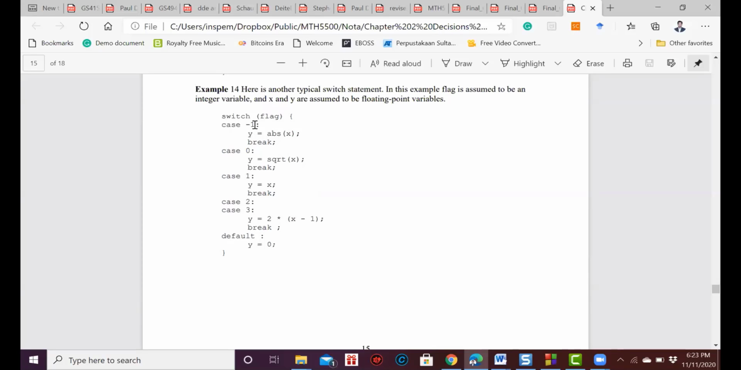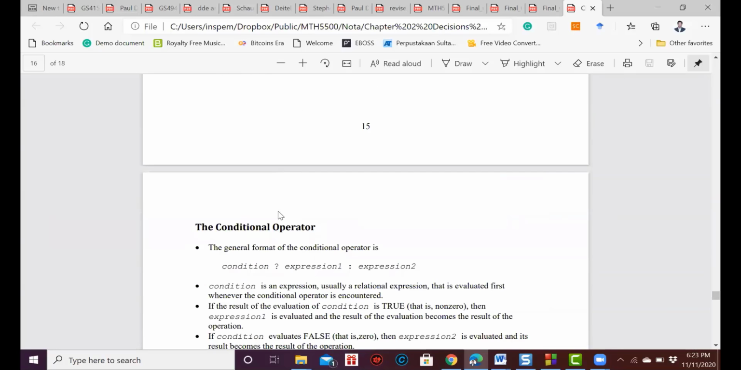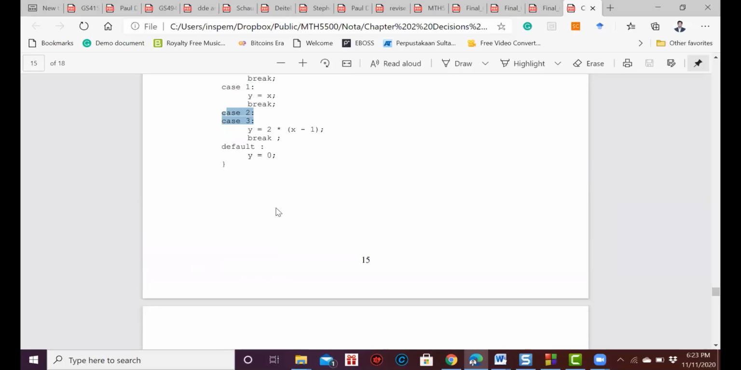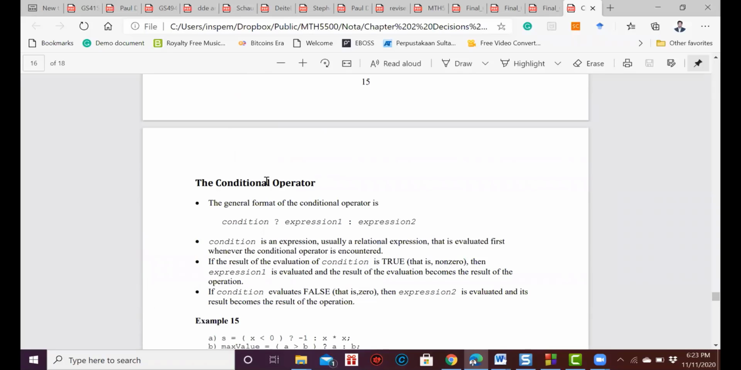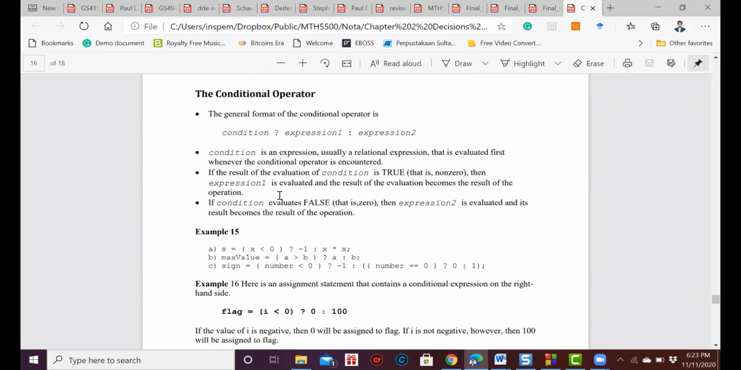So this one is the combination. Maybe we have two cases. This one is a single case, and this one is a single case. You can put them like this, but you cannot put a single case and then write 2, colon, 3. No, the format should be followed like this. You have to follow this format, and then finish.